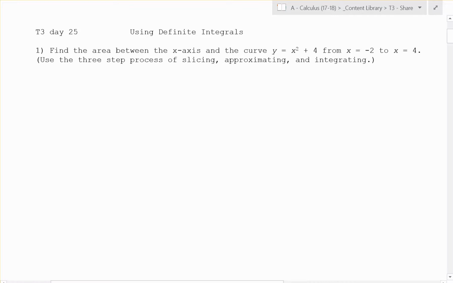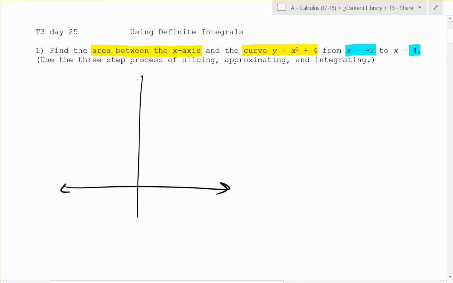So we're going to find the area between the x-axis and this curve from x equals -2 to 4. Let's graph this first. Remember, it doesn't have to be a perfect graph, but it needs to be useful. So x squared plus 4 is just a parabola facing up, and we know it crosses at 4. You can put that in there.